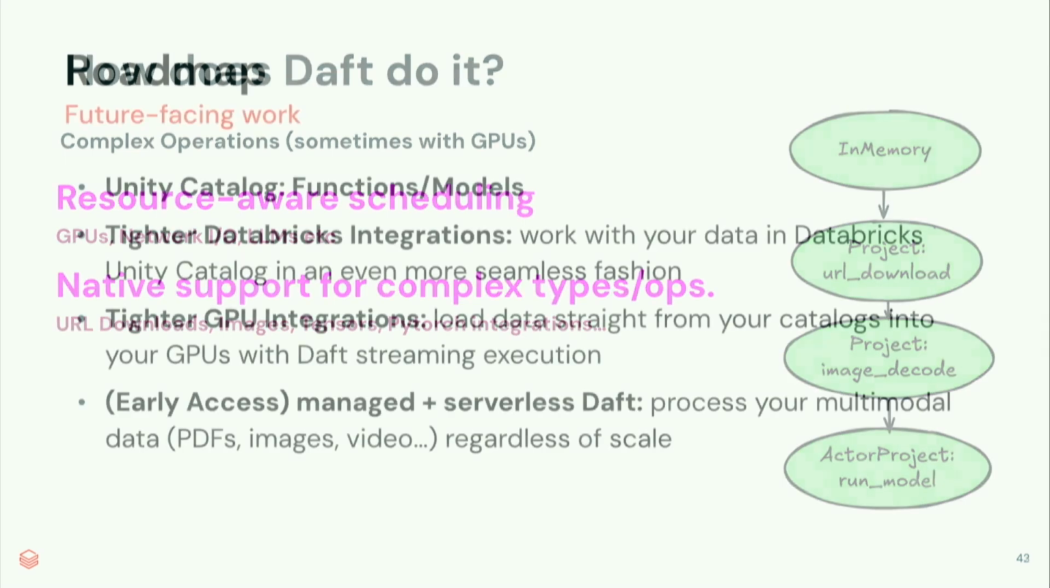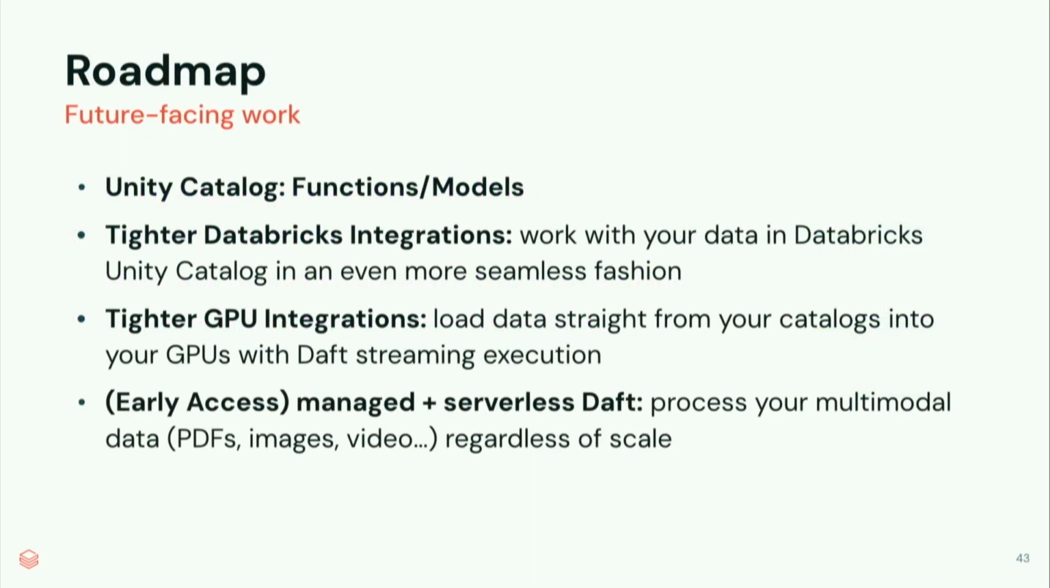So here are some of the roadmap items that we have. I'm going to breeze through these so that we can get to Q&A. We're going to be trying to integrate with Unity Catalog functions and models, which I think is a pretty natural transition. Tighter Databricks integrations. You should be able to work with Databricks regardless of where you are. That's a key commitment that we have. You should be able to do it from EC2 or your laptop, Raspberry Pi.